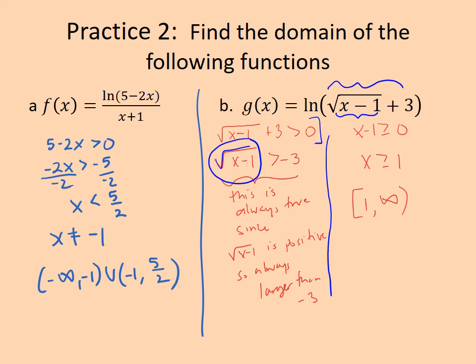But the x minus 1 is greater than or equal to 0 does have some domain restrictions. When you solve that, you end up with x is greater than or equal to 1, which means that this is our domain restriction, since the square root of x minus 1 is greater than negative 3 does not in fact have any domain restrictions. So our final answer for our domain is x is greater than or equal to positive 1.